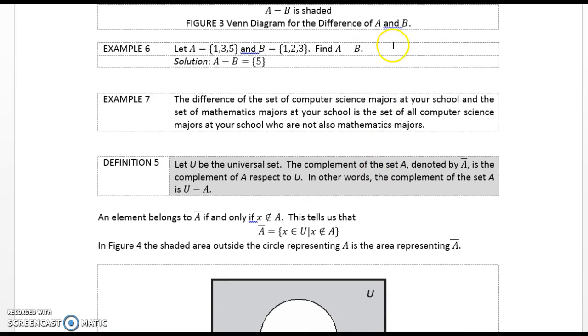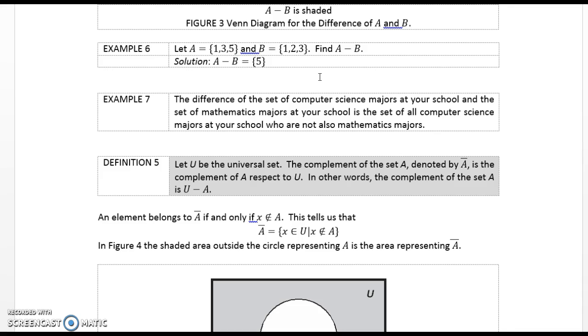Example 6. Let A be {1, 3, 5} and B be {1, 2, 3}. Find A minus B. Solution. A minus B is {5}. So the way we constructed this is we went to A and we looked at the first element, 1. We asked ourselves, was it in B? Yes. Then take it out of the difference.